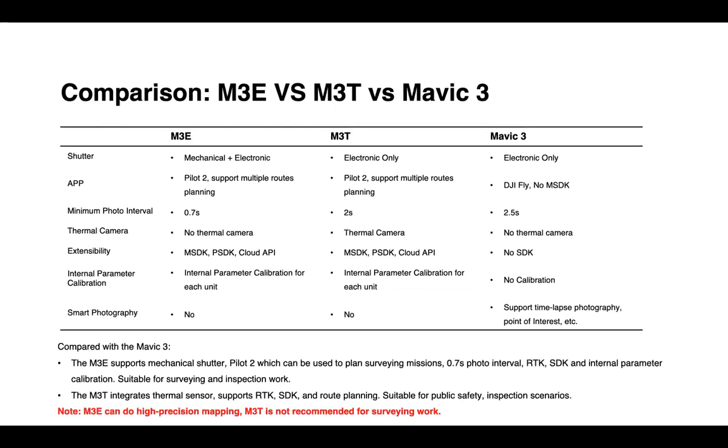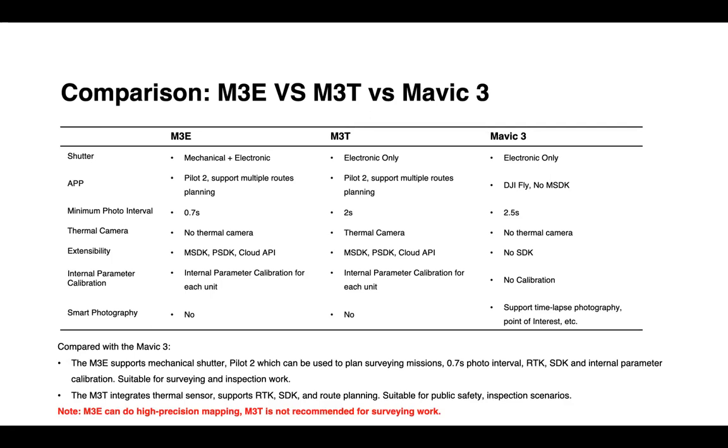So first off, comparing between the generic Mavic 3 and the M3E and the M3T. So first off, obviously shutter side with the M3E, you have the option for the mechanical shutter. On the app side, for M3E and M3T, you have Pilot 2, and you have the ability to do the different route planning. You have the waypoints, you have the mapping, plus some of the other options in Pilot 2, like the Flight Hub 2 connection, the Cloud API, all that good stuff.